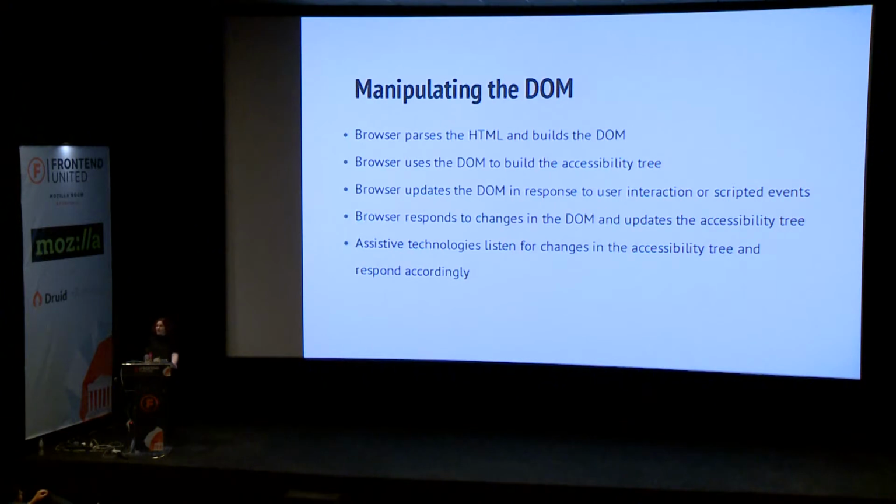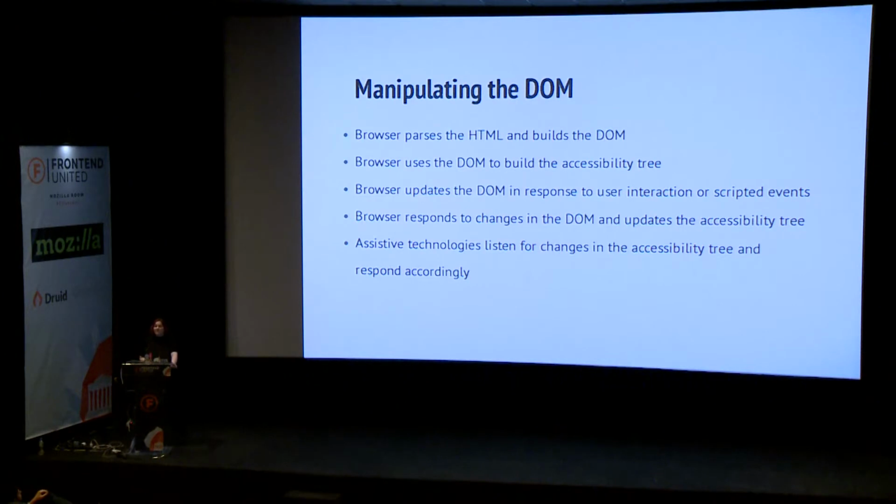So this is the basic rule of thumb. What happens? The browser creates the DOM. It then creates the accessibility tree. If the DOM gets updated for any reason, because you're using a framework that's updated part of the DOM, there's some scripted interaction that's caused one or more things to update, or it's a user interaction that has done the same.